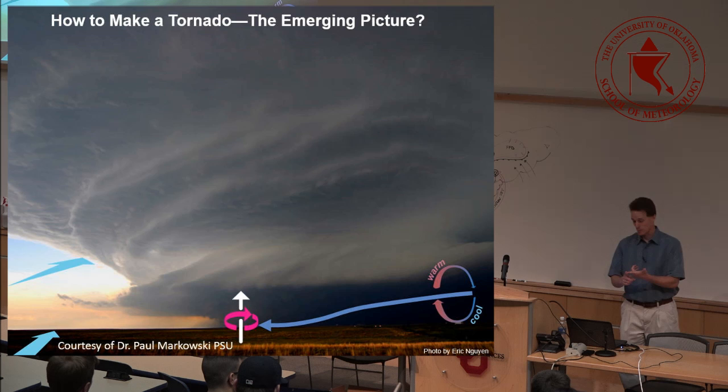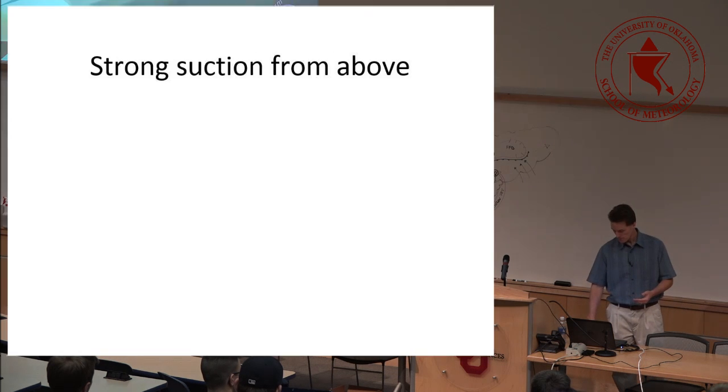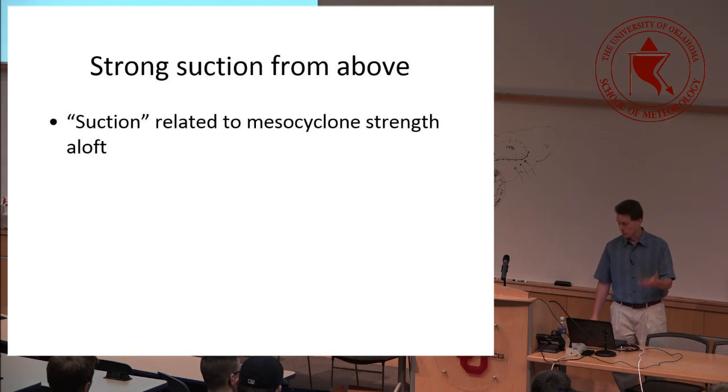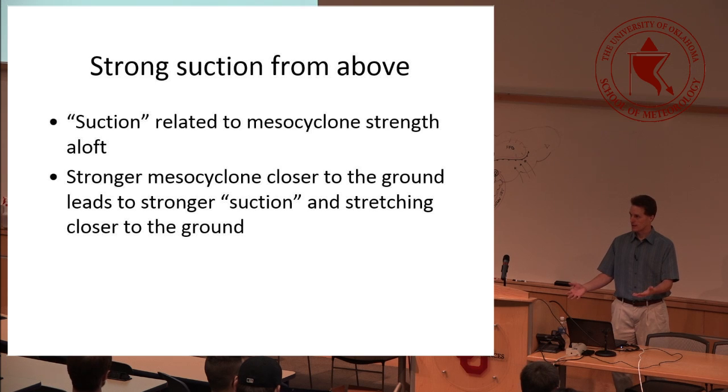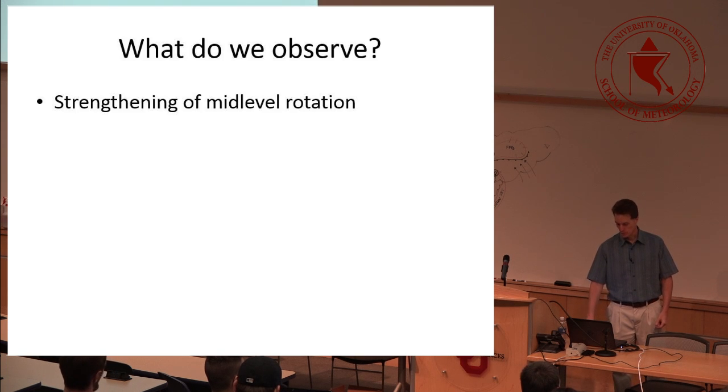So we need to know something about the precipitation characteristics. We need to know something about the downdraft itself. How much vorticity do we generate, and how easily can we amplify it? All right, the strong suction from above, again, that's mesocyclone strength. You can measure that with radar. And if you get the strong rotation close to the ground, you actually have a strong forced updraft close to the ground. Okay, so what do we observe?